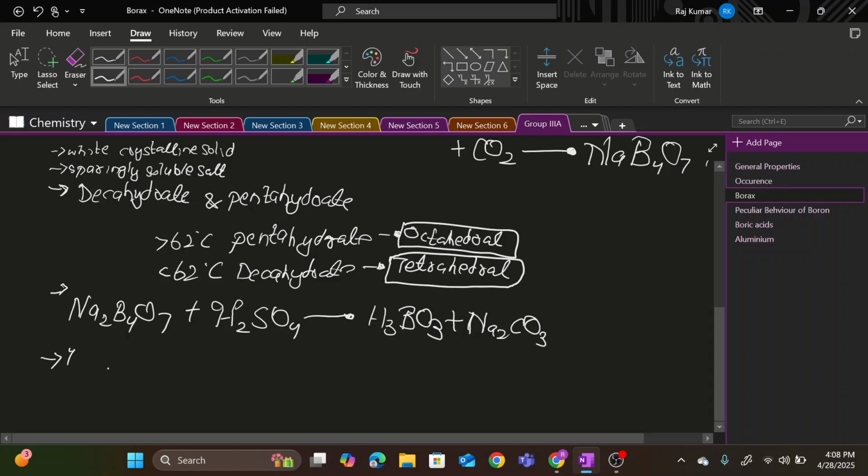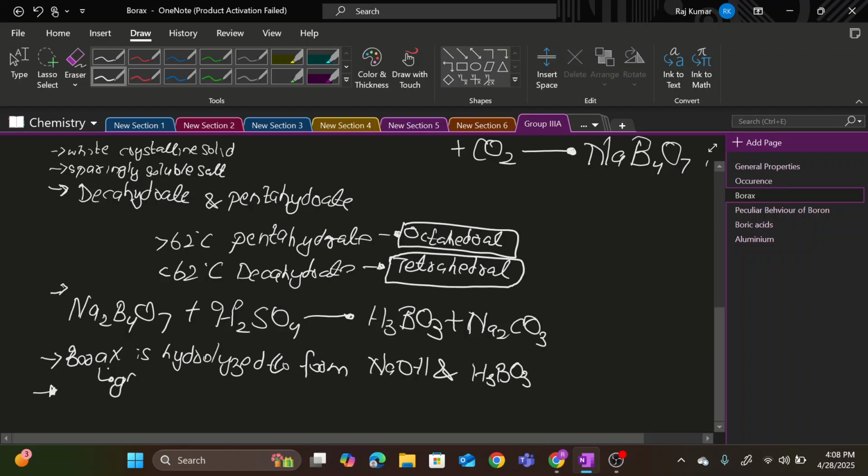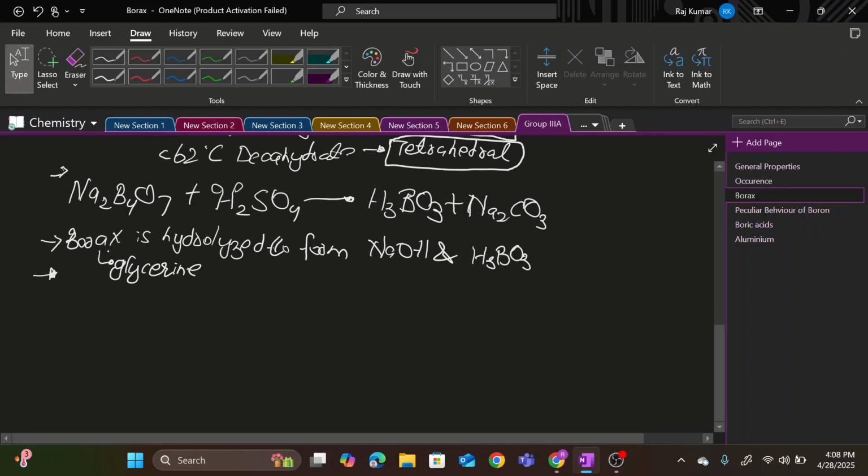And borax is hydrolyzed to form sodium hydroxide and orthoboric acid. This is about it. And this hydrolysis can be prevented in the presence of glycerine. This is an important point as well.